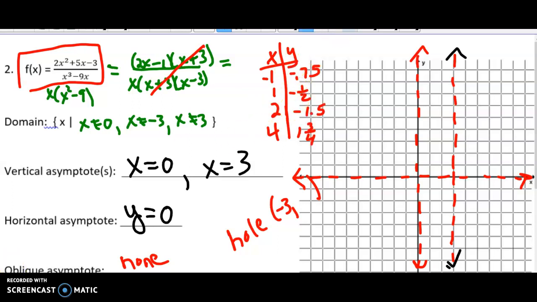Okay, so I put those in my calculator. When I put negative 1 in here, I got negative 3/4 or negative 0.75. When I put 1 in, I got negative 1/2, etc. So I'm going to graph the point negative 1, negative 3/4. I'm going to graph the point 1, 1/2, and 2, negative 1.5, and 4, 1 3/4.